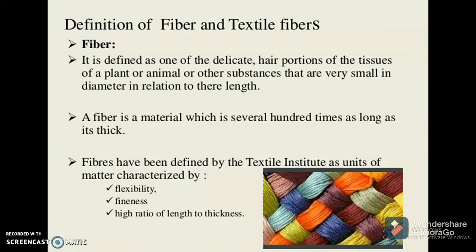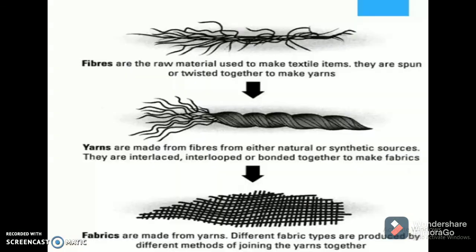Now we will get into the definition of fibers. It is defined as one of the delicate hair portions of the tissues of a plant or animal or other substances that are very small in diameter in relation to their length. A fiber is a material which is several hundred times as long as it is thick. Fibers have been defined by the Textile Institute as units of matter characterized by flexibility, fineness, and high ratio of length to thickness. In later videos, you will see the fiber properties also.